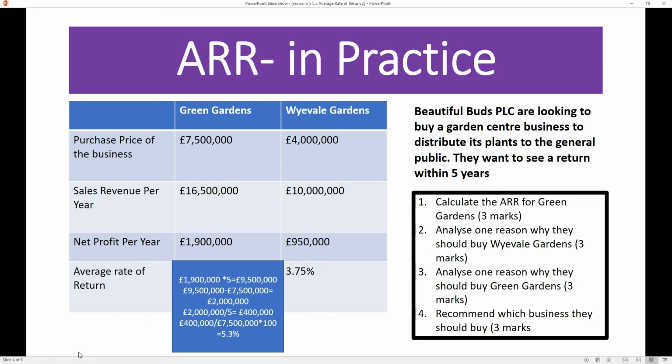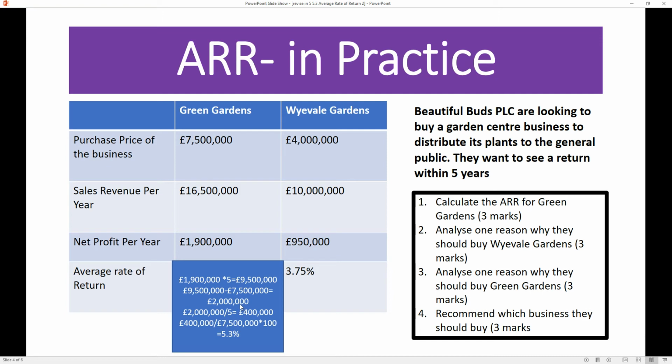Then step 2 is to work out the total profit. We take 9.5, we minus the purchase price of the business, which is 7.5 here, which is going to give us a total profit of this investment of £2 million.